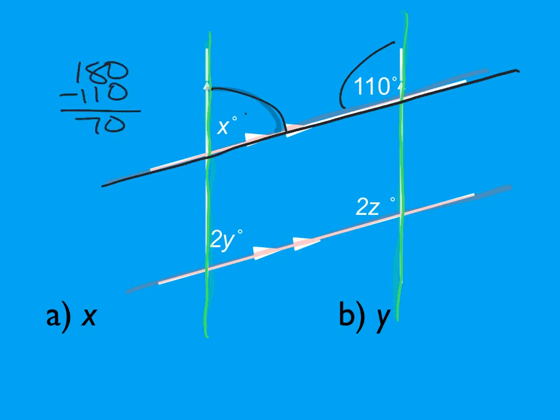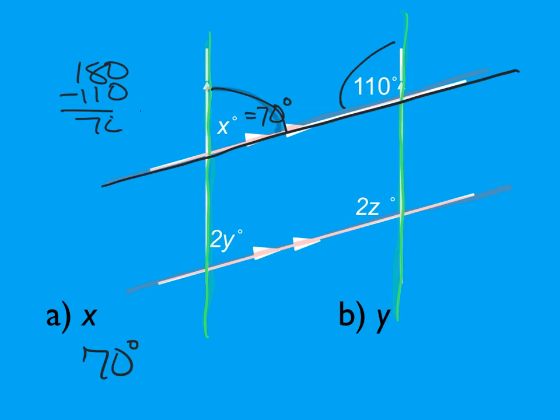And I can find out that the measure of angle x is 70 degrees. So this one's going to be 70 degrees. So angle x is 70. Now, we're going to have to look at this another way to somehow tie it into 2y and 2z.